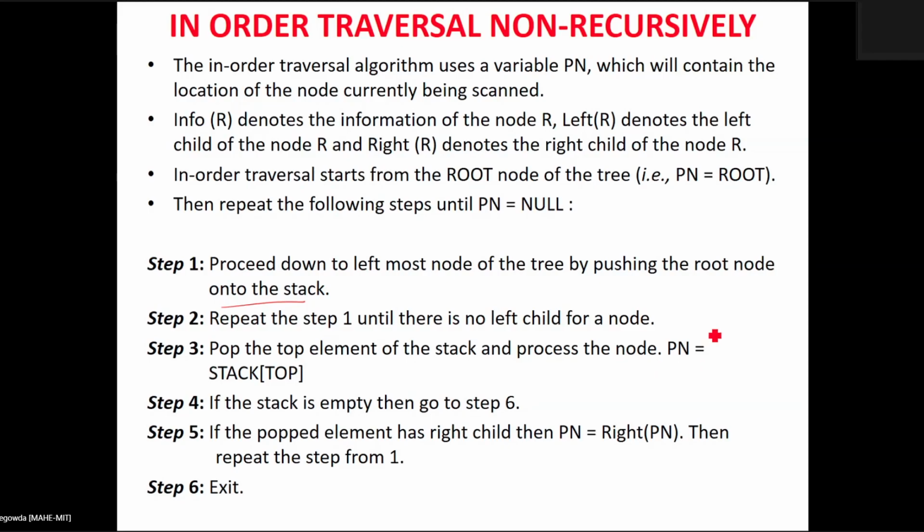The popping can be done by making Pn equal to the stack top here. Then if the stack is empty, go to step 6. Suppose the stack is not empty, if the popped element has a right child, then you have to traverse the right subtree. Then you have to repeat from step 1 to step 4.